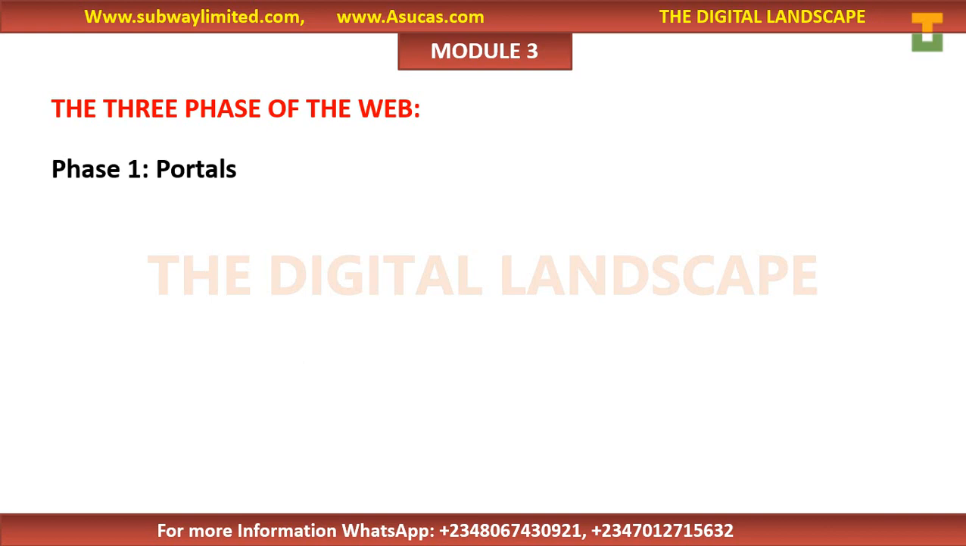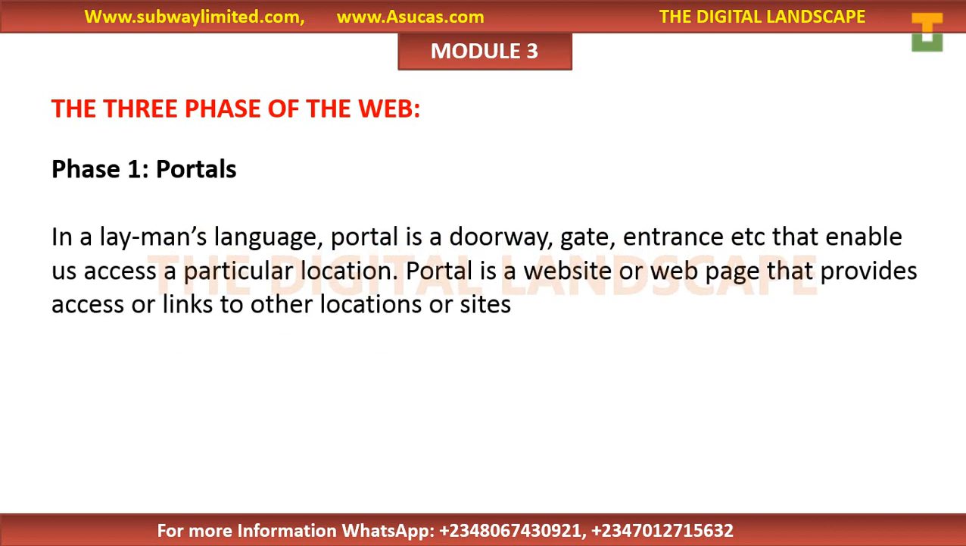And so basically we have three phases of the web, and the very first one is the portal. In layman's language, a portal is a doorway, a gate, an entrance that enables us to access a particular location. If you want to enter a house, you will certainly need a doorway, a door to pass through. So the portal is exactly like that. A portal is a website or web page that provides access or links to other locations or sites.